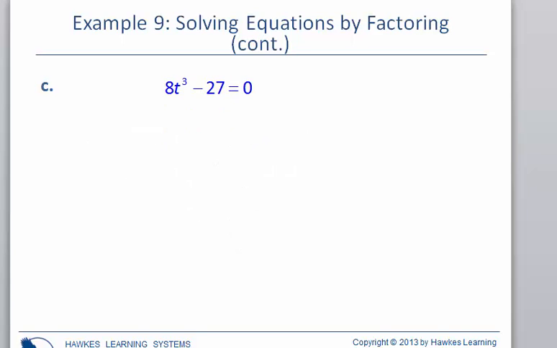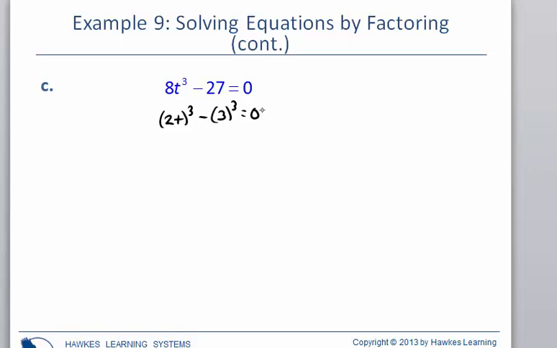All right, part C, we have 8t to the third minus 27. Note that this is a difference of 2 cubes. And so we can write the 8t cubed as 2t to the third power. We can write the 27 as 3 to the third power. And so we have a formula. You might have to go back in your notes to look and see what that formula looks like. That tells you how to factor a difference of 2 cubes.